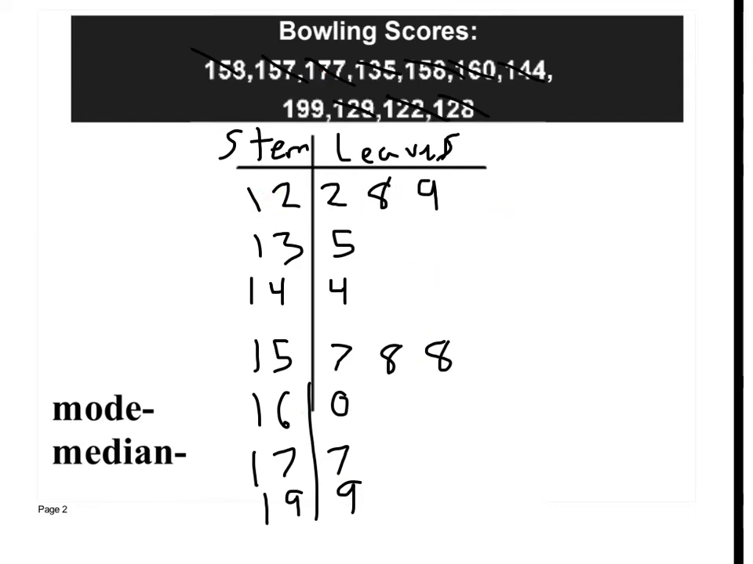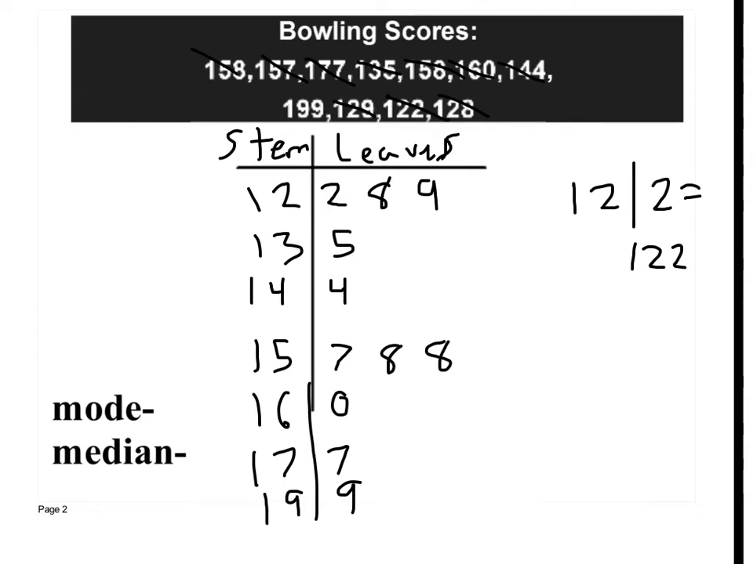Now, I also have to give a key. Anytime you make something, you give a key. So I just do one of the numbers. I write down 12, and then a line, and then 2, and that's equal to 122. So someone that's never seen a stem and leaf plot before can figure out that 12|2 is 122, or 12|8 is 128. So you always give a key when you make a stem and leaf plot.